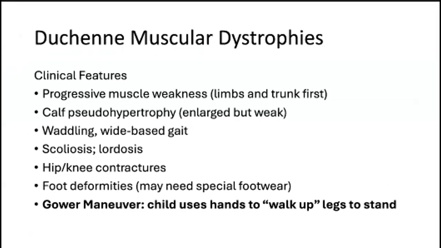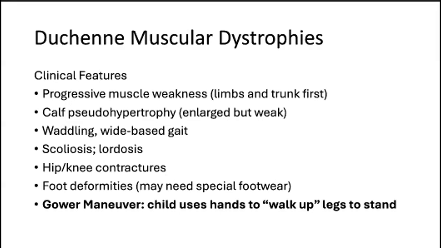Then as a child gets older, we'll see Gower sign, that's G-O-W-E-R sign, and this is a characteristic method of rising from the floor by climbing up the legs, caused by weakness of the lumbar and the gluteal muscles. Child uses hands to push up on thighs and legs to stand. We might see frequent falls and clumsiness, difficulty running, jumping, and climbing upstairs, and also toe walking.